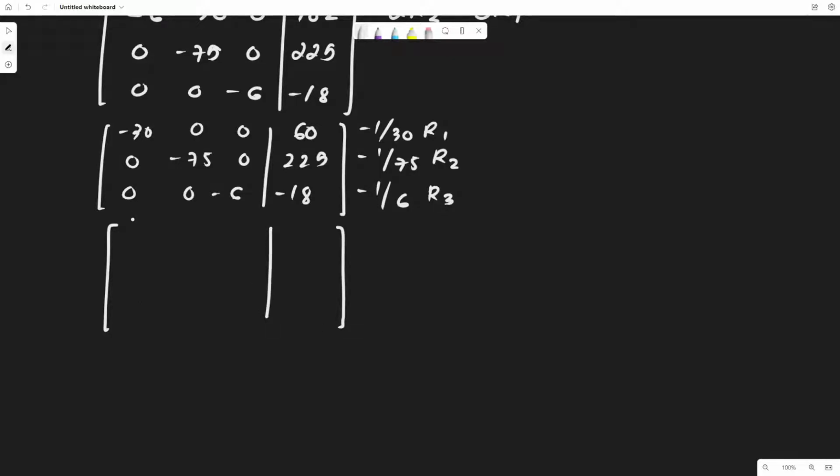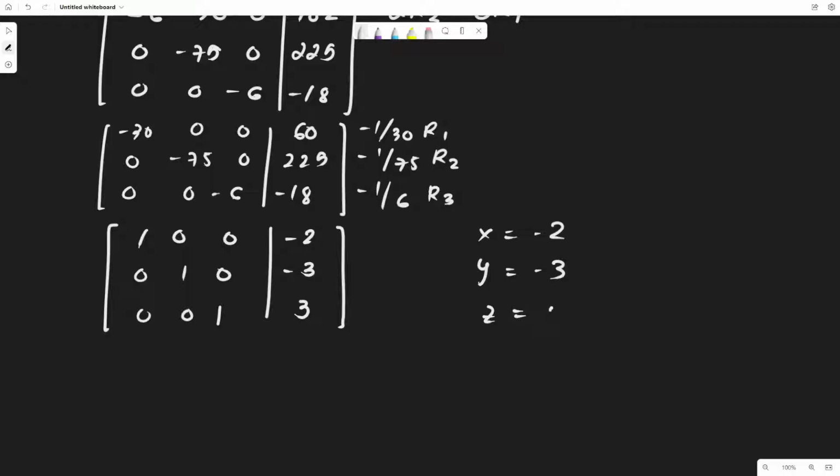So, we have 1, 0, 0, 0, 1, 0, 0, 0, 1. So, 60 divided by negative 30, that is negative 2. Then, 225 divided by 75, that is 3, or negative 3 kasi negative, di ba? Then, negative 18 divided by negative 6 is positive 3. Okay, so ito na yung sagot, no? So, x is equal to negative 2, y is equal to negative 3, z is equal to positive 3.